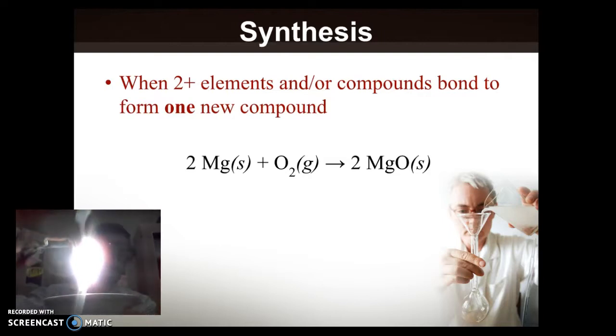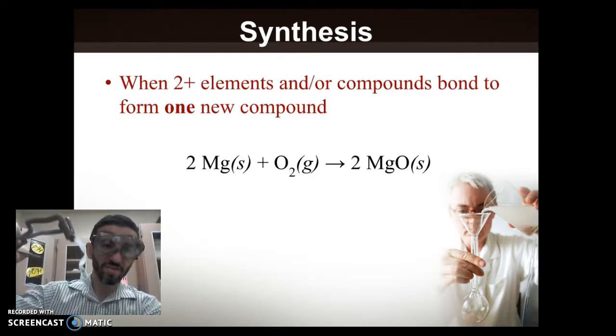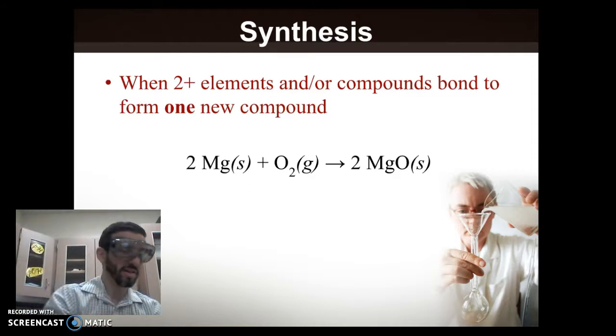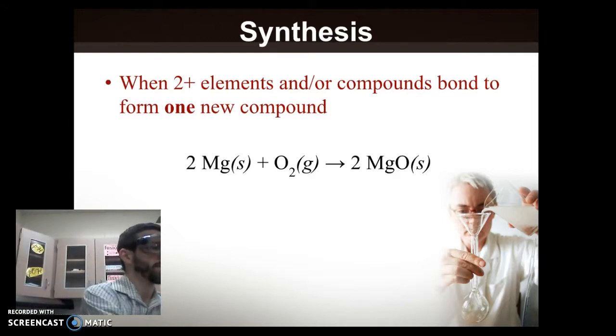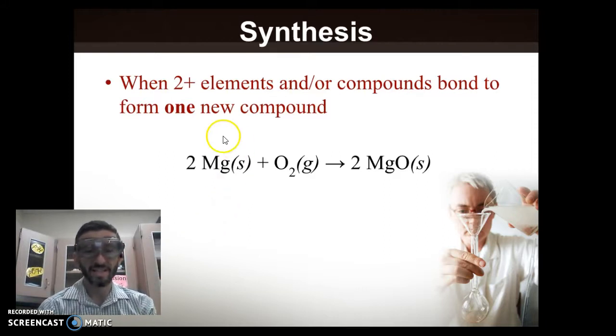So that is magnesium burning, and it's very, very bright, so I'm not going to look at it. But hopefully you can see now we have a white solid. Okay, so that's the magnesium oxide. See how easily it breaks off? It is a completely new compound with different properties. So again, synthesis. Two things coming together to make one.